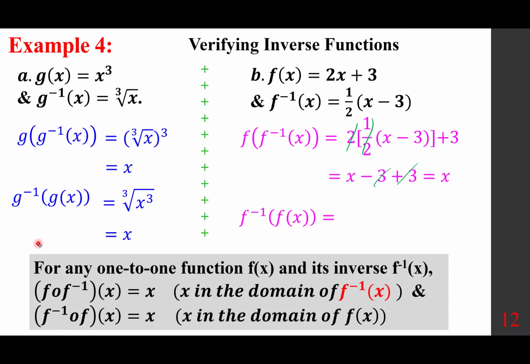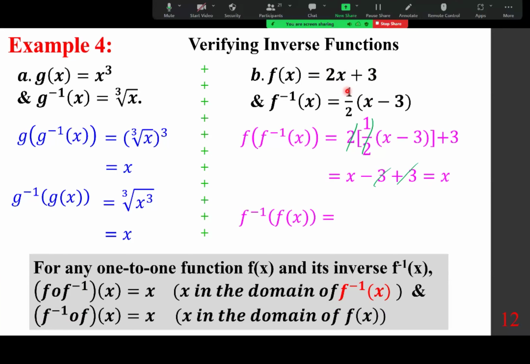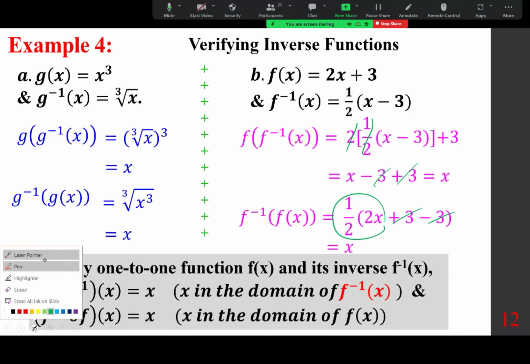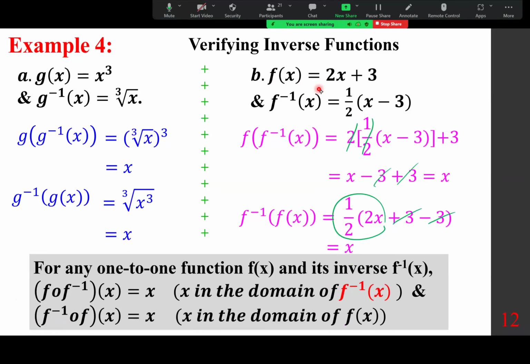Let's look at f inverse of f of x, which means replace this x with the f function, 2x plus 3. And as you can see, these two cancel each other, and the product of these two is x, and that's a proof that the two functions are inverse of each other. And again, you don't have to do both ways, class. I can't emphasize this enough, but it's a good practice to look at them both, okay?